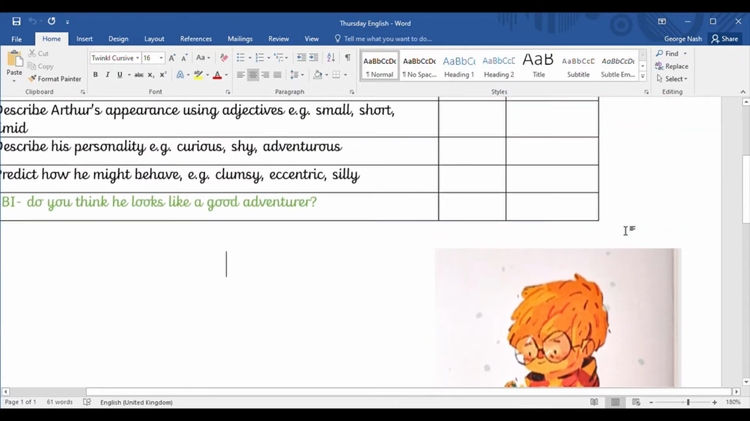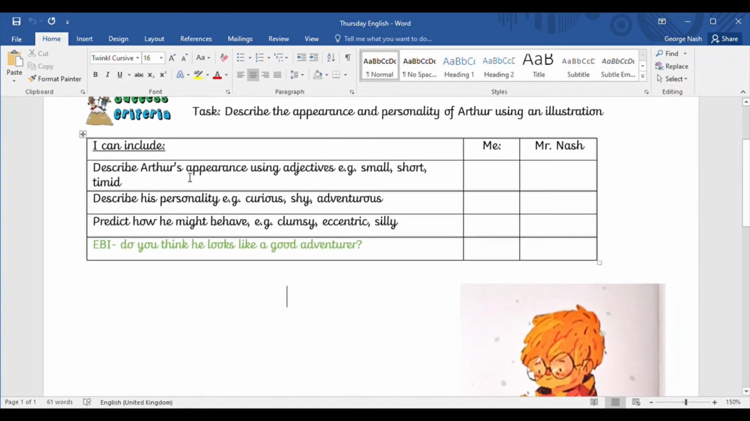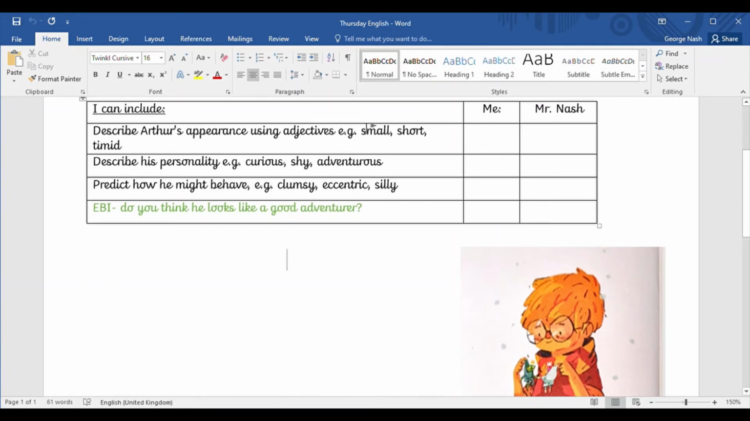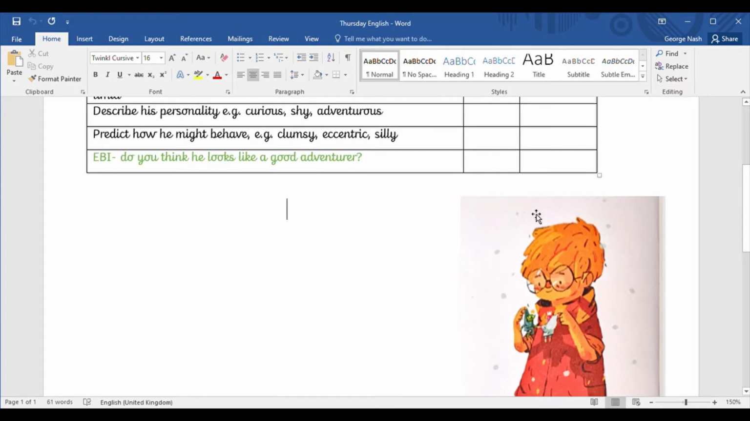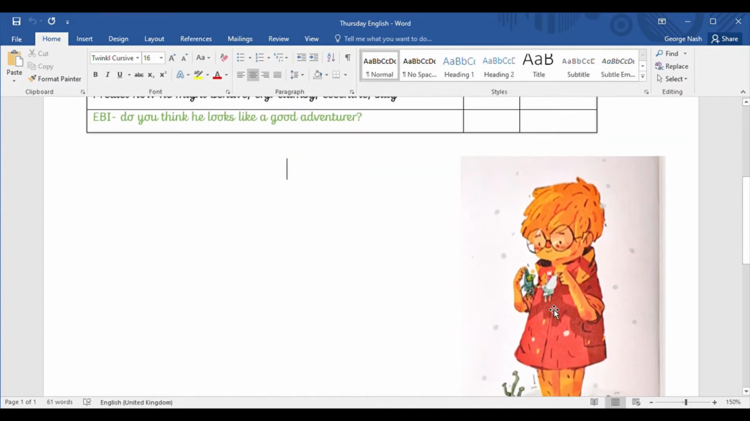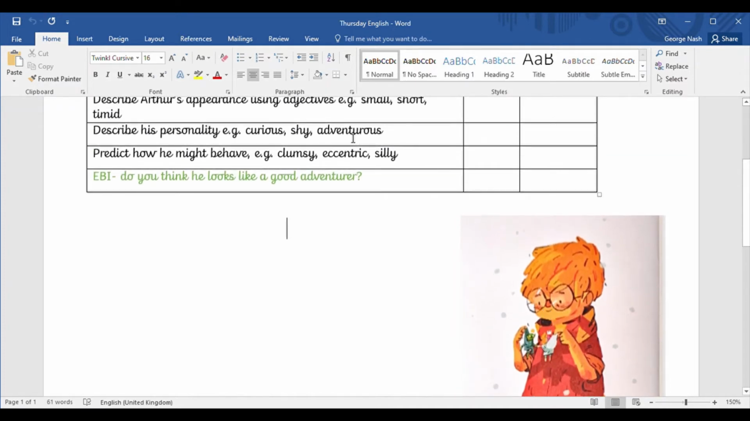Okay, and what I'm going to get you to do today is describe Arthur's appearance using adjectives. So think about it. Is he small, short, timid? Now timid is a nice synonym for the word shy. And then try and describe his personality from the picture. Do you think he's curious? Okay, he seems to be interested in something going on here. Do you think he is shy? Do you think he is adventurous?